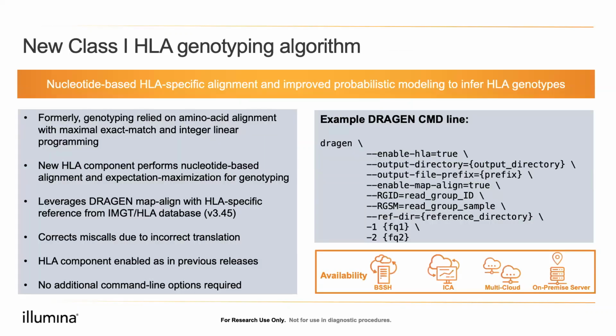So to go into a bit more detail on this, formerly the HLA genotyping within DRAGEN relied on amino acid alignment with maximal exact match and integer linear programming. With this new HLA typer, it performs nucleotide-based alignment and expectation maximization for genotyping. So this corrects miscalls that were due to incorrect translation. And it's basically implemented the same as the previous component. So it's enabled, you can turn on the flags in the same way. No additional command line options are required. So if you're using the HLA typer, you can now continue to use it with improved accuracy.